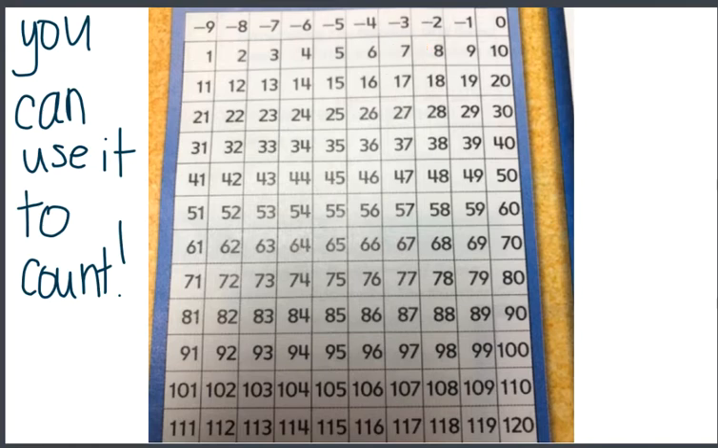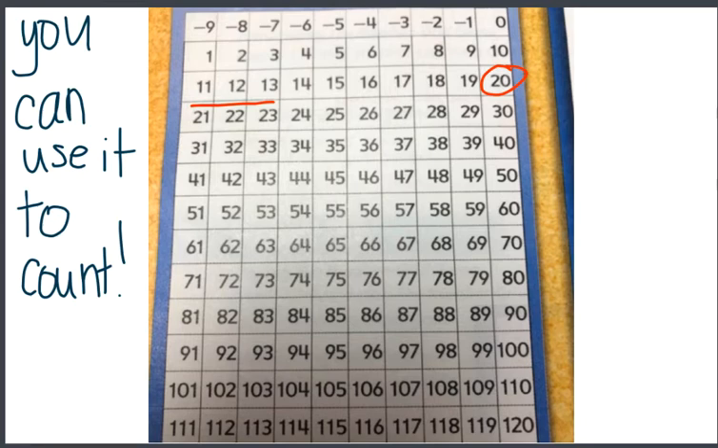If I start at 15 and count back 5, where do I stop? 1, 2, 3, 4, 5. I stop at 10. And finally, if I start at 20 and I count up 3, 1, 2, 3, I stop at 23.